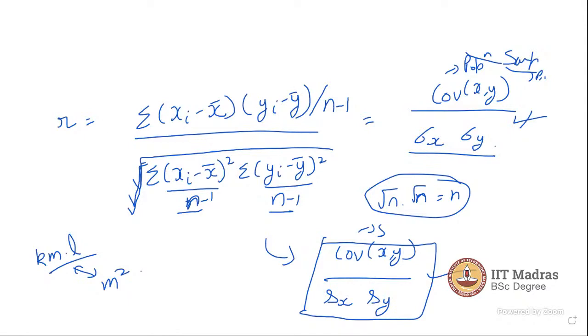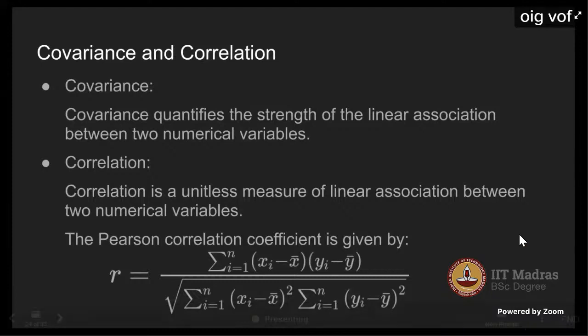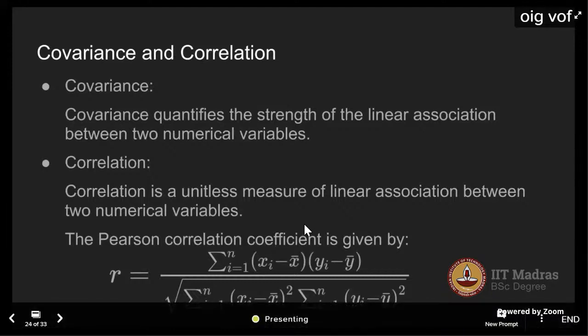Here the units get cancelled out in correlation. What if they didn't mention population or sample? You can do it anyway. Both will give the same answer for correlation. But for covariance, standard deviation, and variance, it will always be mentioned whether you have to go for sample or population. For correlation, you can do it anyway, same answer. The covariance will differ for sample and population.